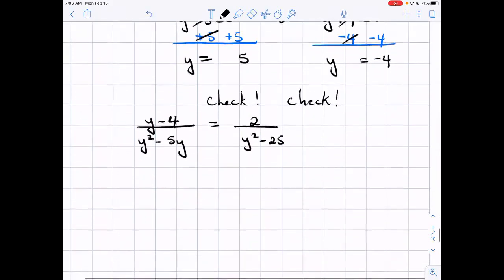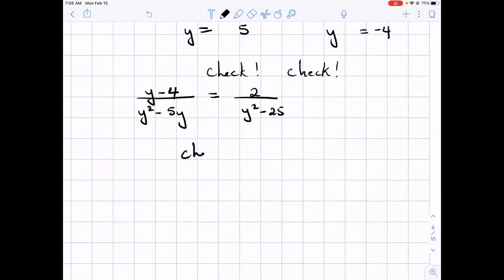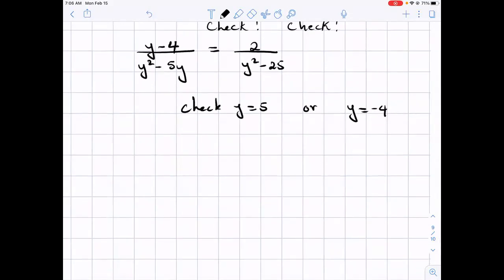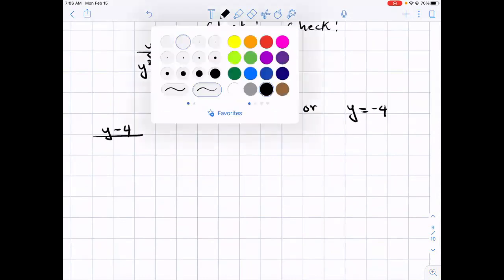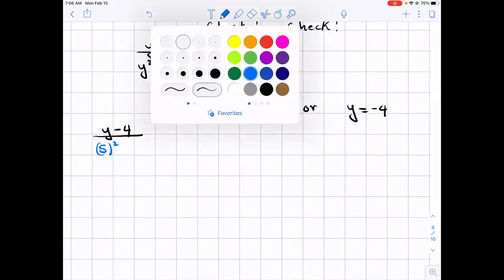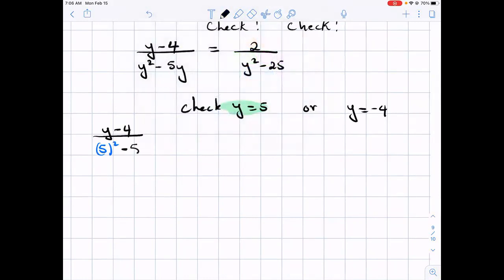Remember, we're saying y, okay? So we want to check y equals 5, and we want to check y equals negative 4. So we have two checks here. So let's do this one here first, okay? If we do this, we have y minus 4 over 5 squared minus 5 times y, which is 5.